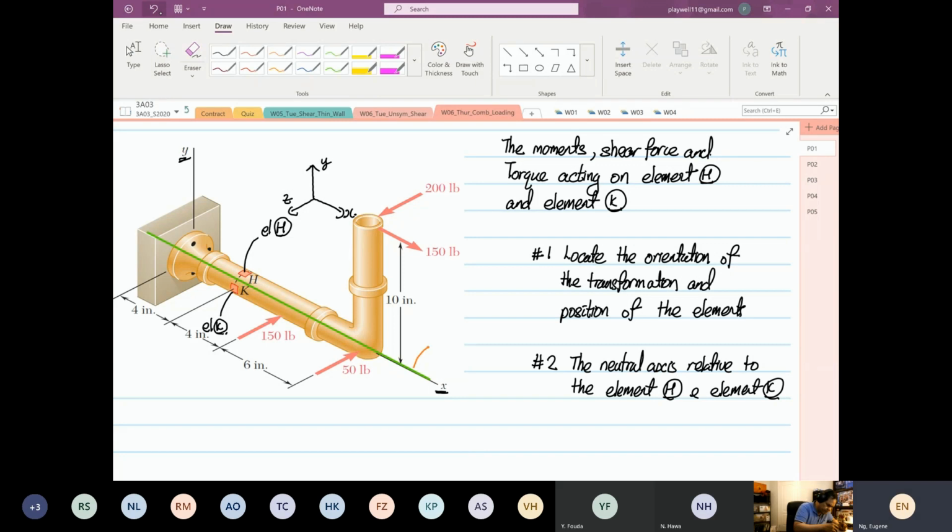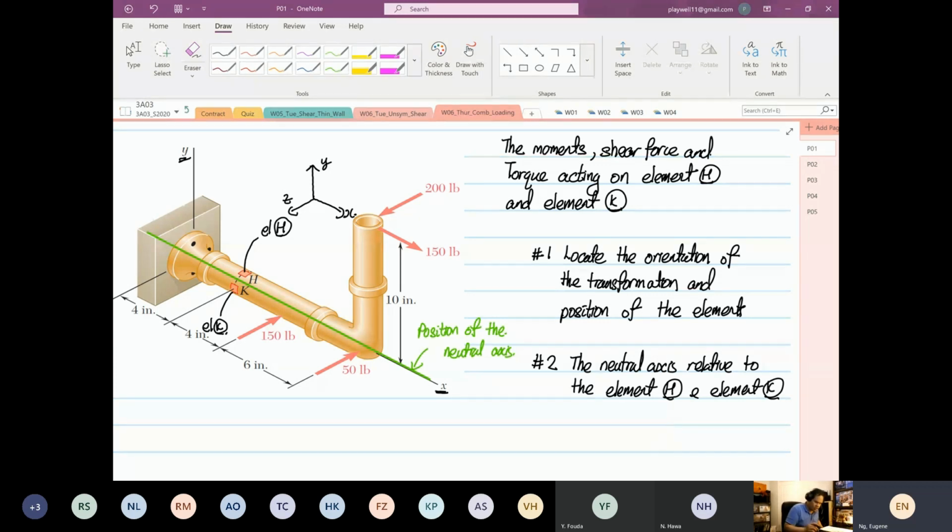Wrong color. So this is the position of the neutral axis. That's the position of a neutral axis. As I said, this is a 3D problem, and I'm going to teach you how to solve it in a 2D world. Our paper is in 2D, okay?